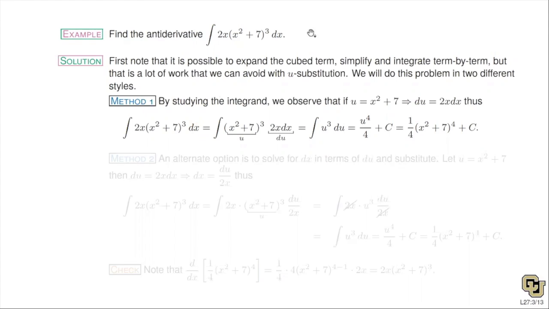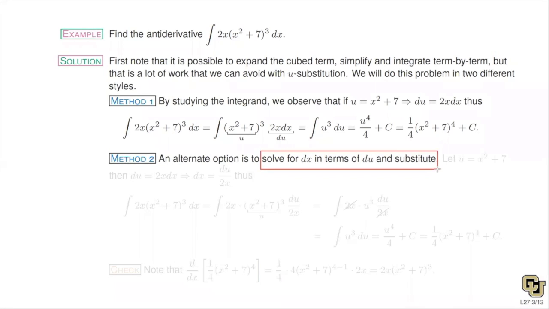So the alternate method is not much different. The only difference here is I'm going to solve for dx in terms of du and substitute. These are just mechanical differences. So let me show you what I mean. I still use the same u substitution, u equals x squared plus 7. And then I still calculate du is 2x dx. But now here, this is different. I solve for dx. So I'm solving for this expression right here, dx. See, dx is du over 2x.